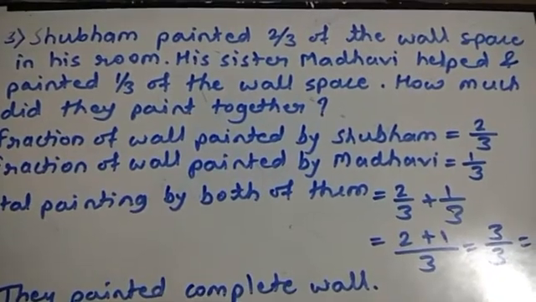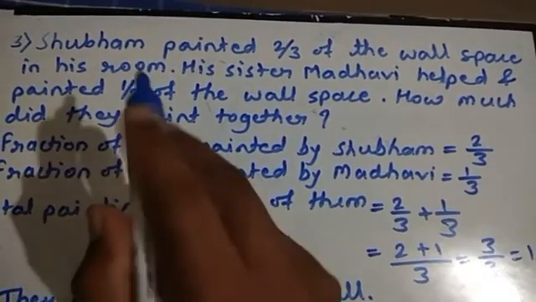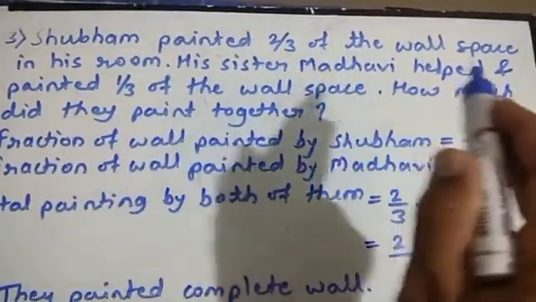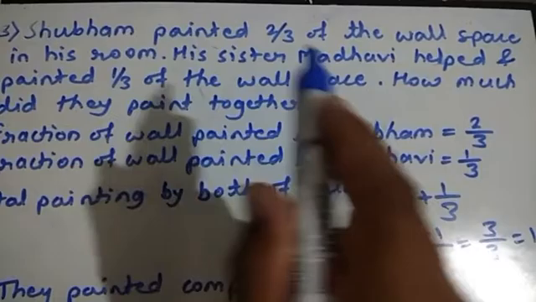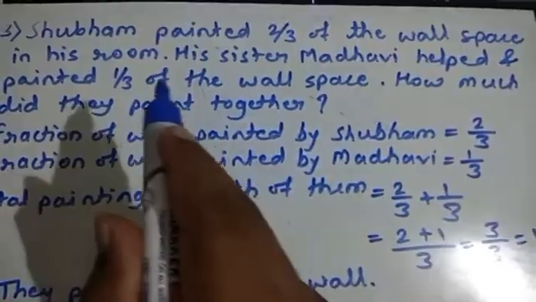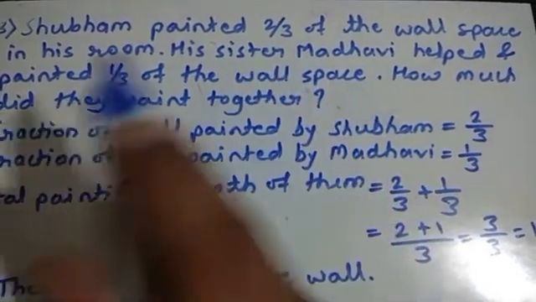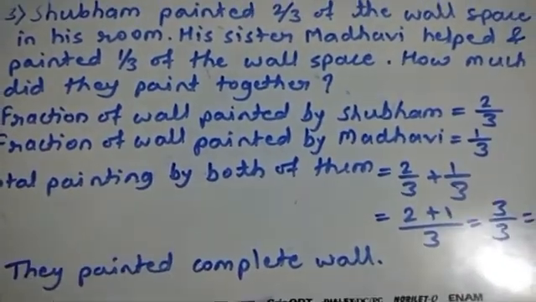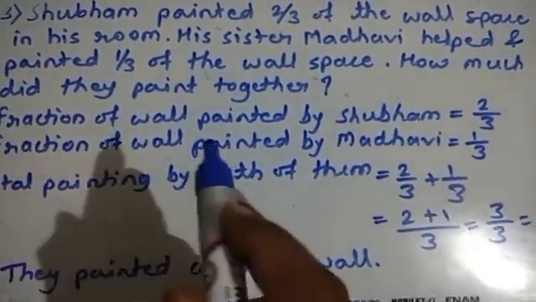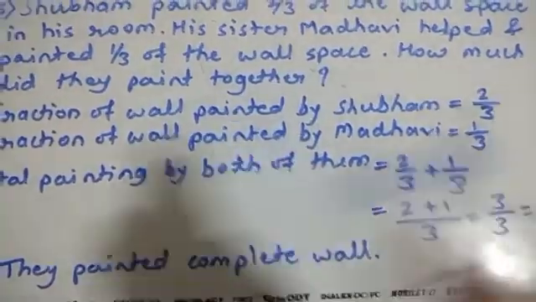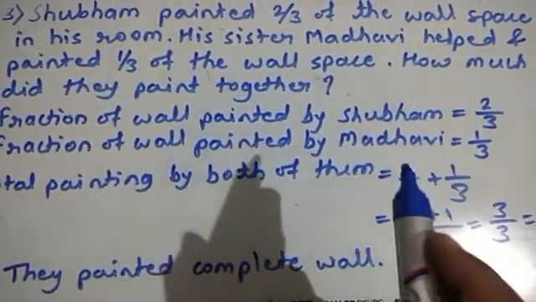Now we'll solve one word problem. Shubham painted 2/3 of the wall space in his room. His sister Madhvi helped and painted 1/3 of the wall space. How much did they paint together? All together, how much they have painted, that we need to find out. So first I will write the given things. Fraction of wall painted by Shubham is 2/3 and fraction of wall painted by Madhvi is 1/3.